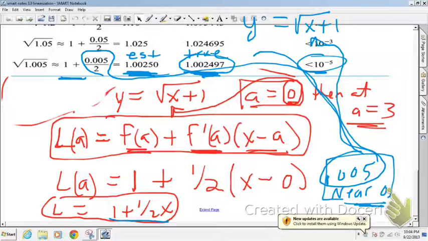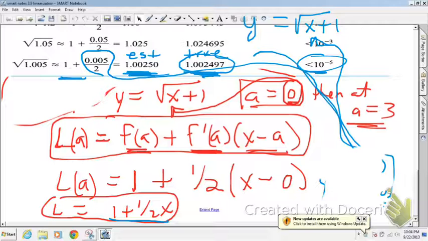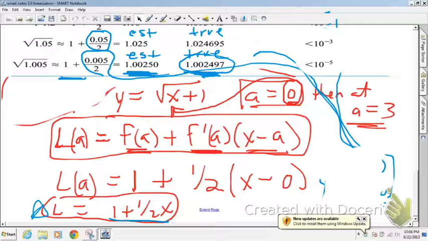And then you say, okay, well, what if I walk out a little bit further? That's where I'm really just going to highlight here, 0.05. So now I'm walking out further away from 0, 0.05. Well, then what happens is my estimate, using this L of A, will be 1.025, but the true value will be 1.02469. So there's becoming a larger difference between the values. That's what this is saying, the difference between the estimate and the true.